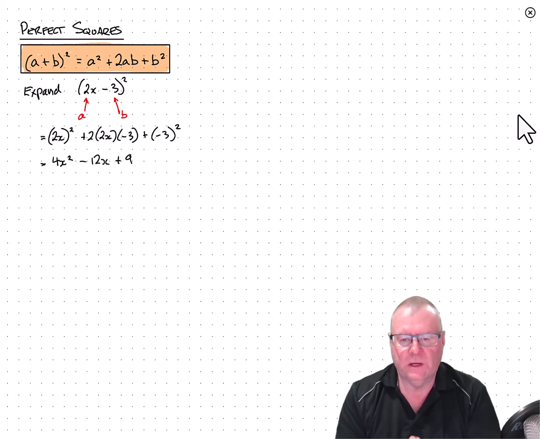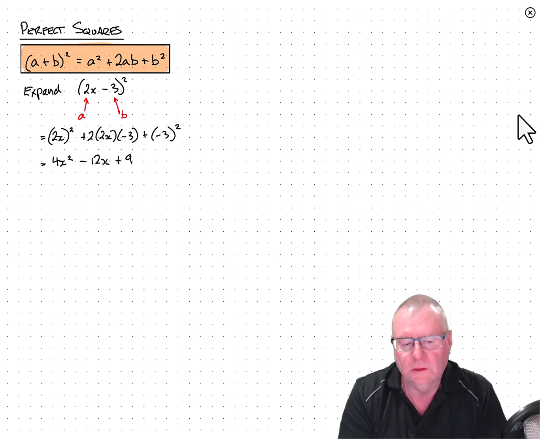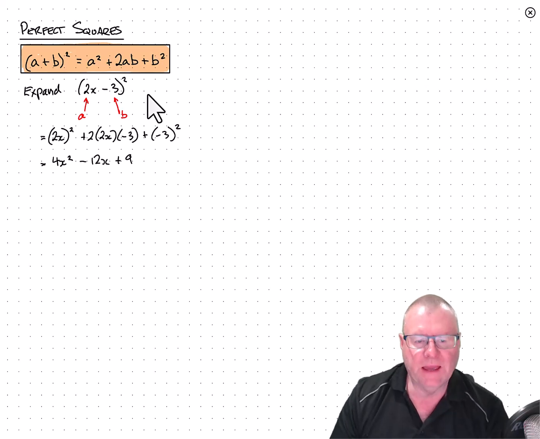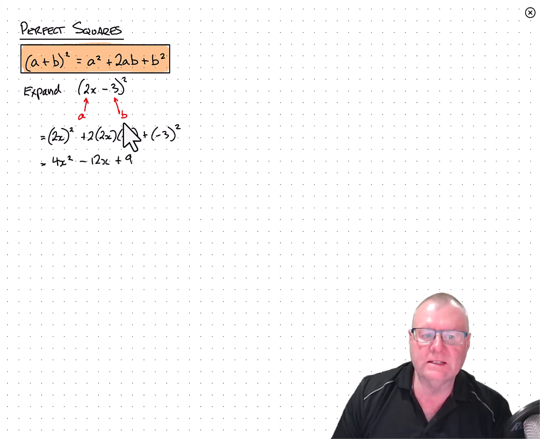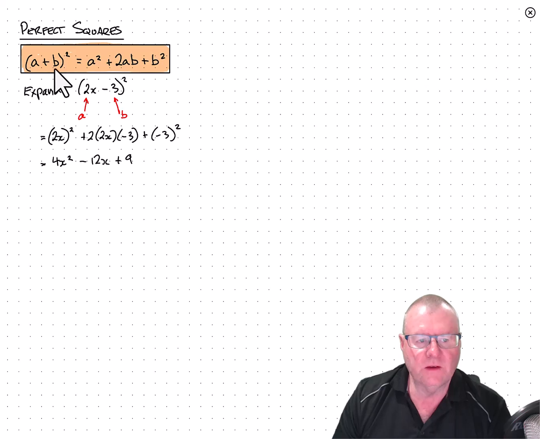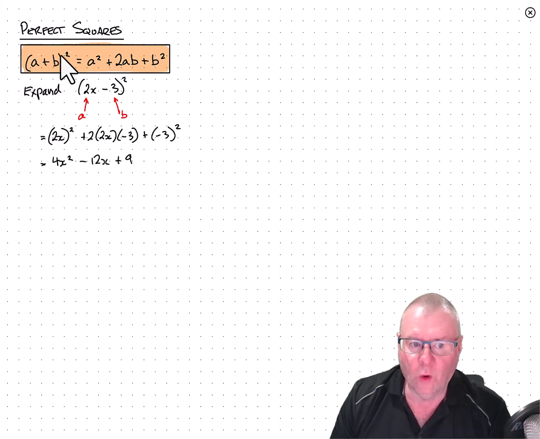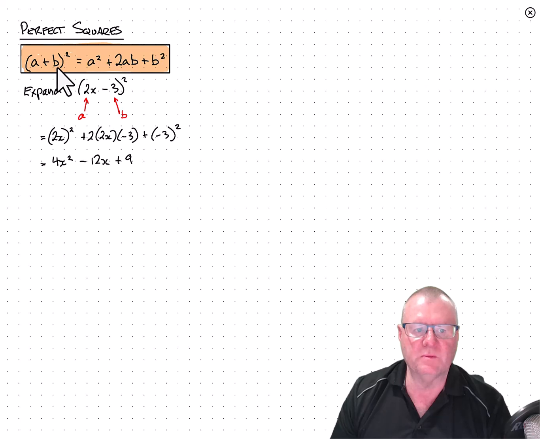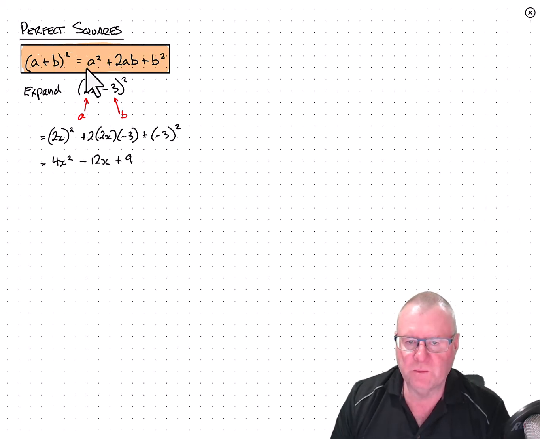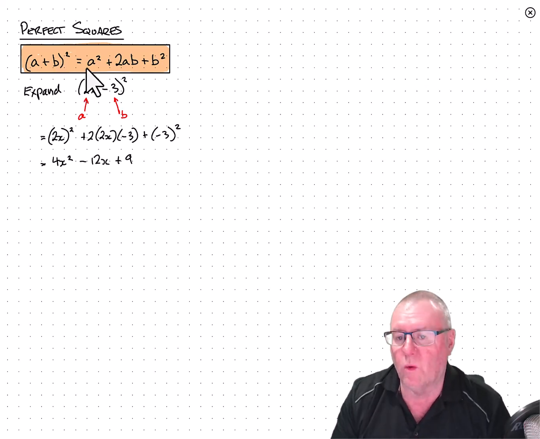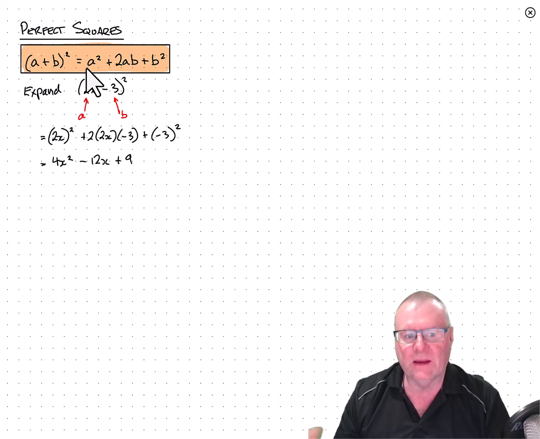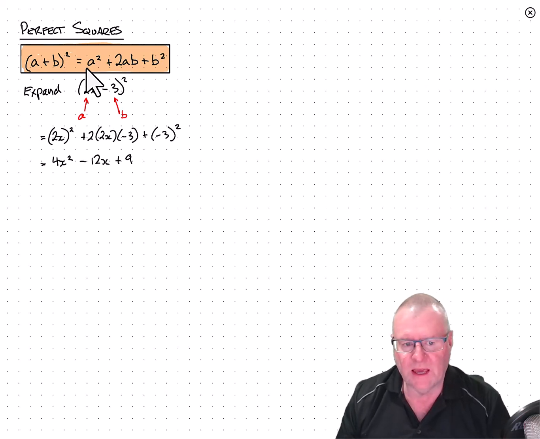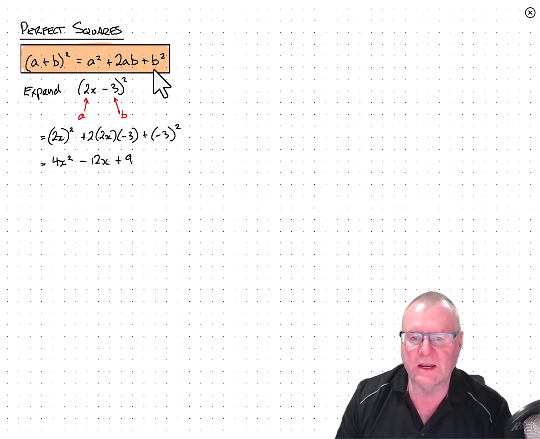Right, the perfect squares rule is just another tool, like a shortcut, I guess, for us to be able to expand a set of brackets if they're presented in a particular way. So if they're in the form of something plus something all squared, like in this case a plus b all squared, then I can just straight away expand that without having to go through splitting the gangs, writing it all out. I can jump straight to this.